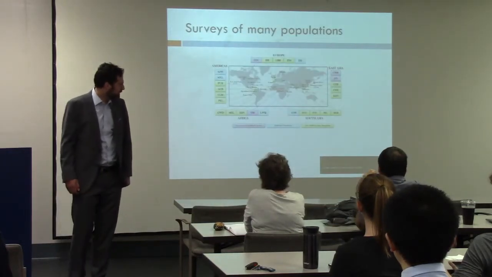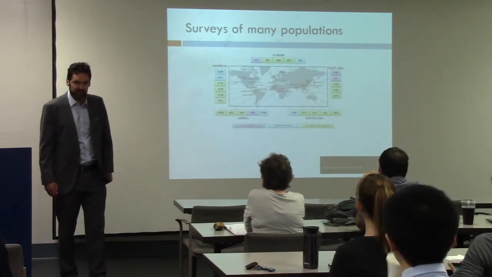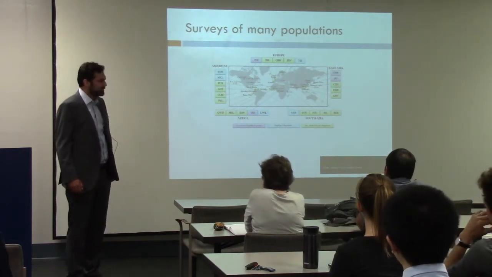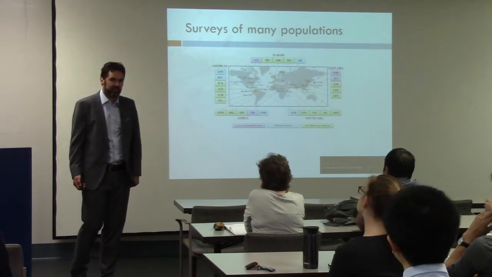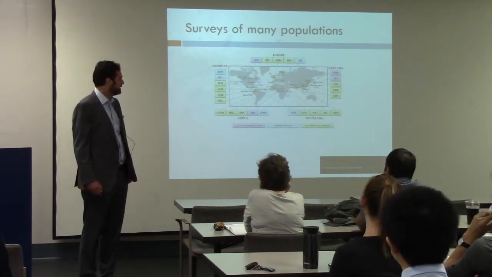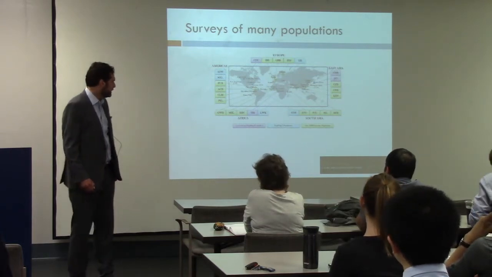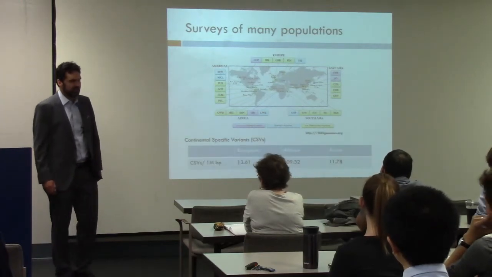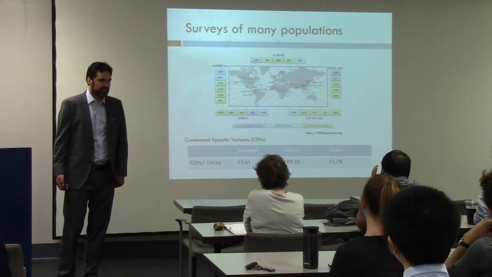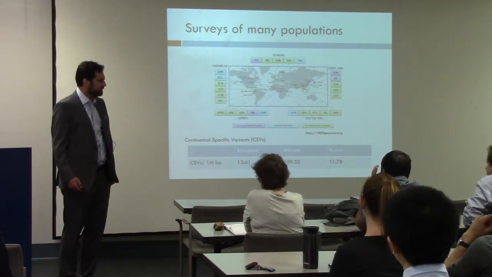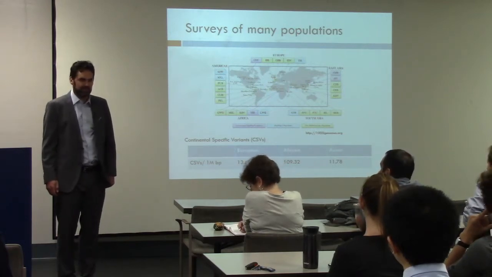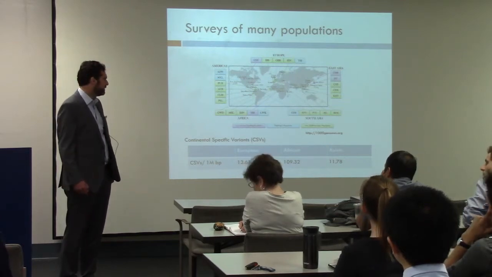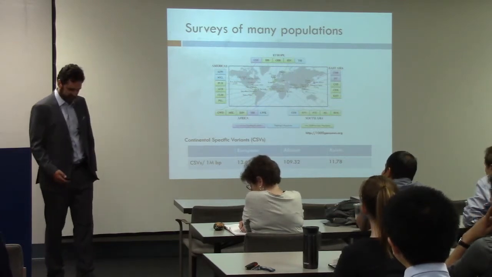Thanks to a lot of increases in technology that allow us to more easily sequence individuals and read their genomes, we're able to survey many populations to actually figure out what the genetic variation looks like in each of these populations. When we do this, we can calculate what I call continental specific variants. These are variants or SNPs in the genome where one of the alleles is only present in one continental population. For instance, perhaps a C allele that's observed in Europeans but never observed in Africans or Asians.